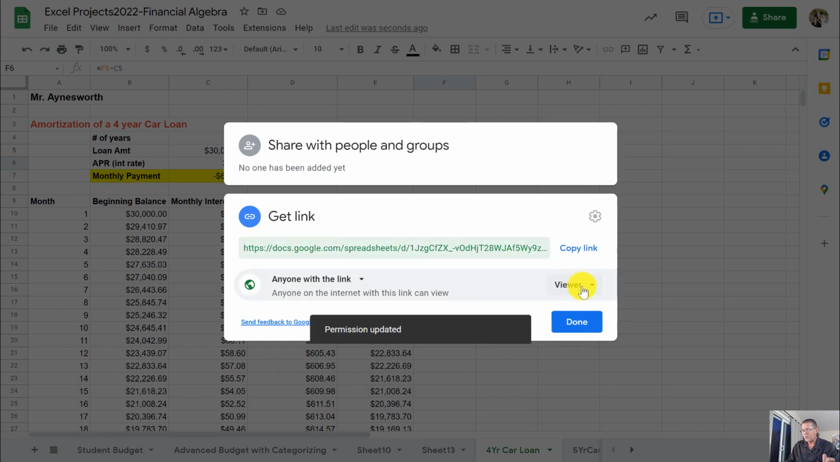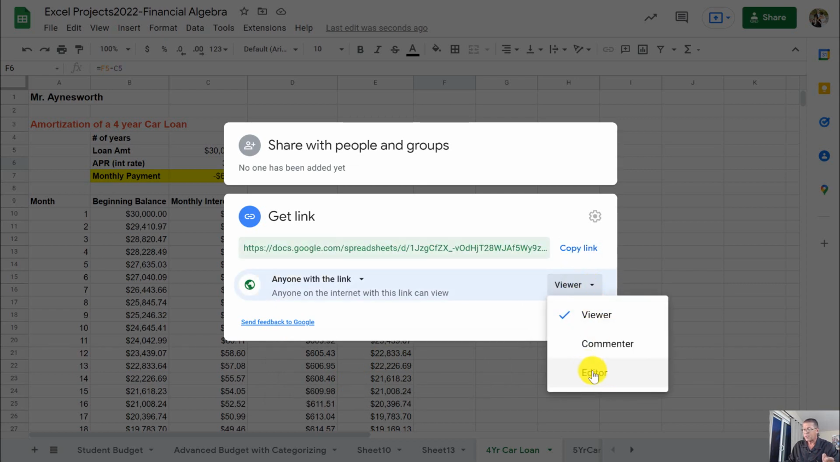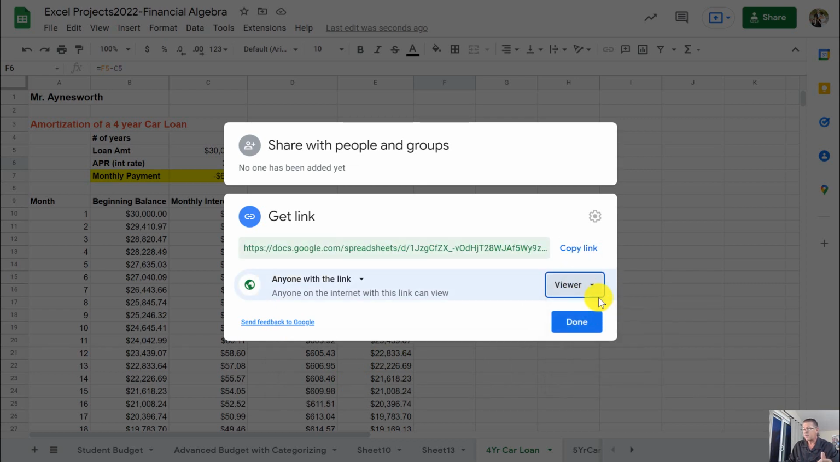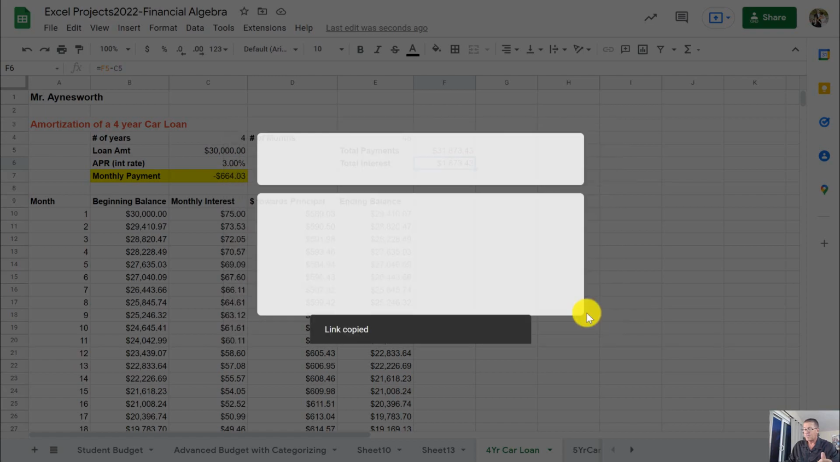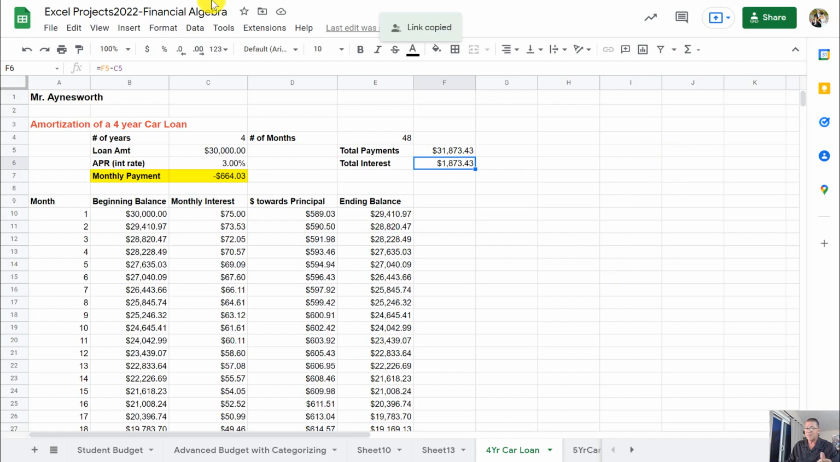All right. And then keep it on the viewer setting, unless you want me to be able to edit. Just keep it on the viewer setting, copy the link, hit done, and then go into Canvas and submit the hyperlink. And that's the way I can see all your work. So do that as soon as you're done. And then I will be able to access it and take a look at it and grade your work.